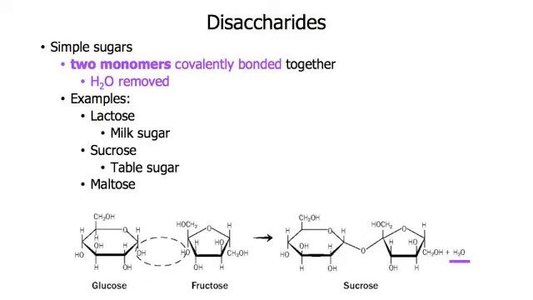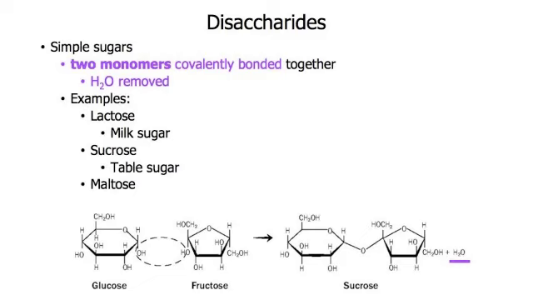Lactose, or milk sugar, is made from the monosaccharides glucose and galactose. Another common disaccharide is maltose. This is naturally found in germinating seeds. Maltose is used in making beer, malt whiskey, liquor, malted milkshakes, and malted milk ball candy. A molecule of maltose consists of two glucose monomers joined together.